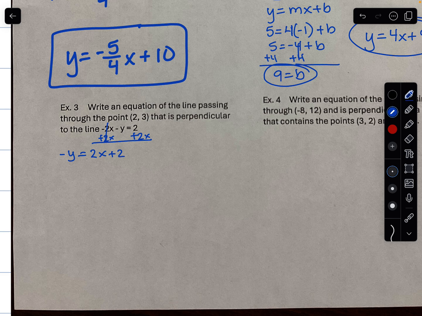You have to divide by negative 1, right? Which all that does is change my signs. So I get negative 2x minus 2. Okay? So that is my first step.